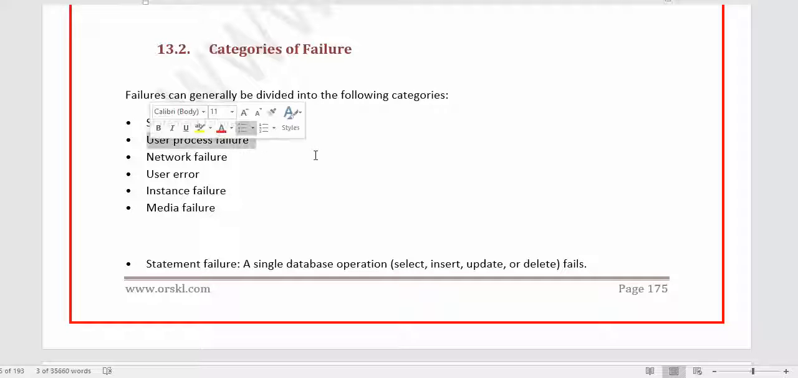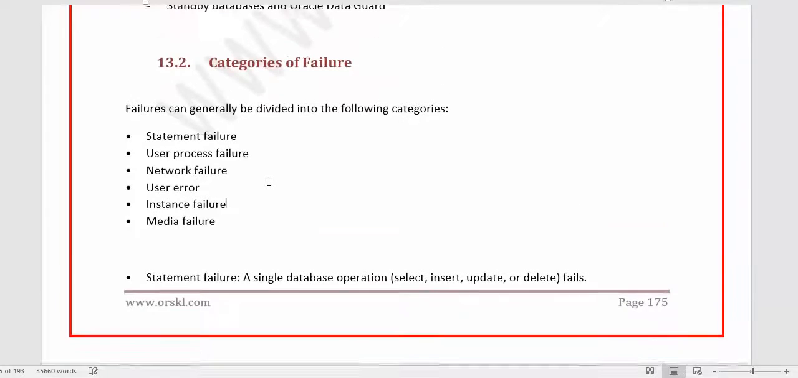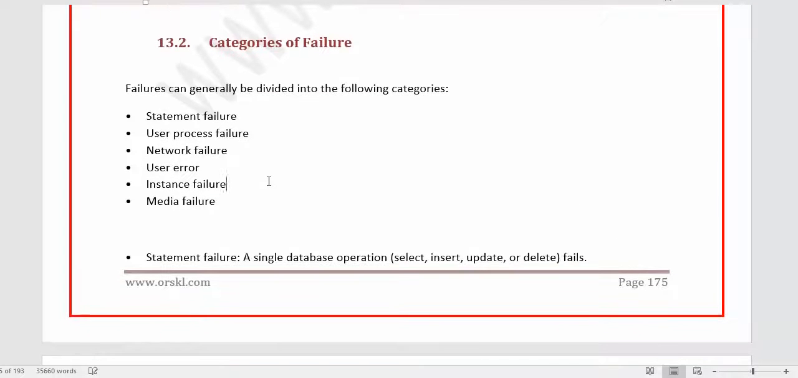User process failure means if there is a set of transactions already running, and the user process gets terminated on the server because of some reason, you should be able to get back the data from before the user process started. And the network failure: if there is a network break, that is definitely a cause of failure, and how you recover from the network failure is what we should see.